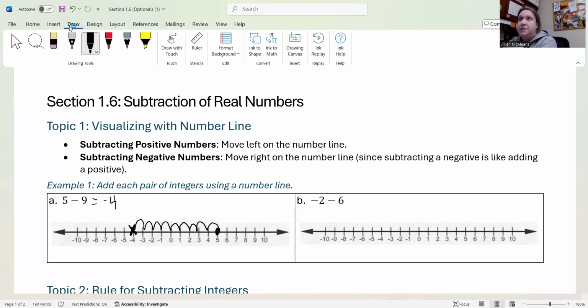And if you think about that, let's say at lunchtime the temperature was 5 degrees outside. By dinner time, the temperature had dropped 9 degrees. What is the temperature at dinner time? Well, it would be negative 4 degrees.